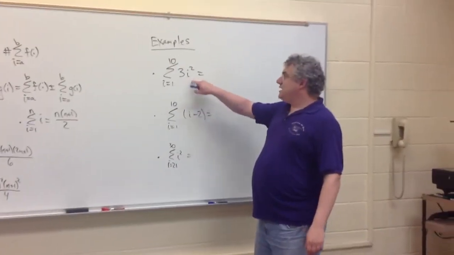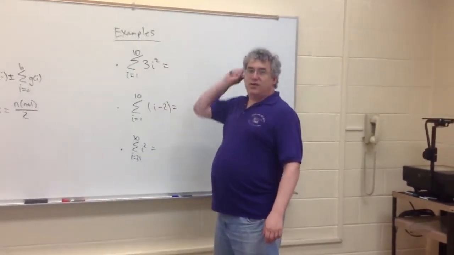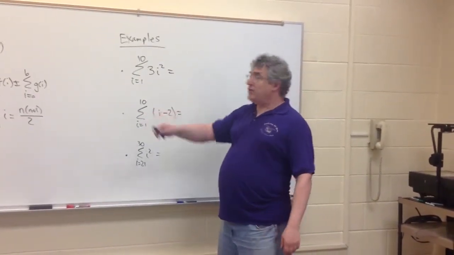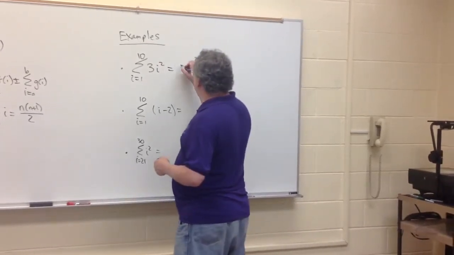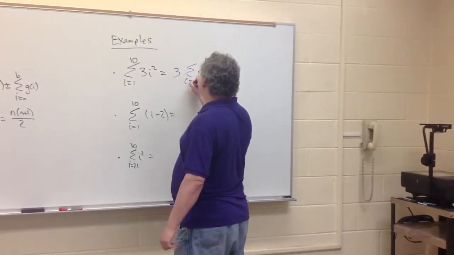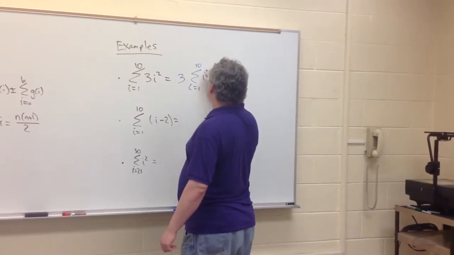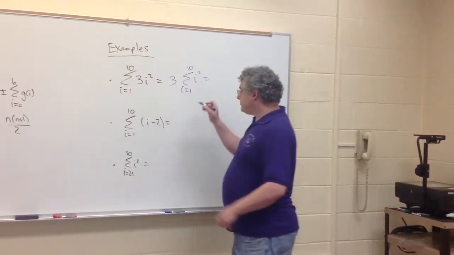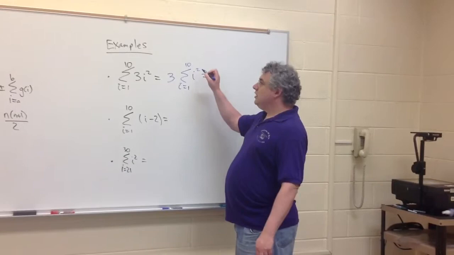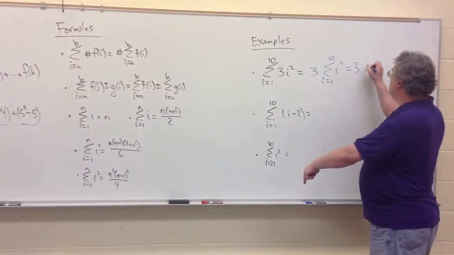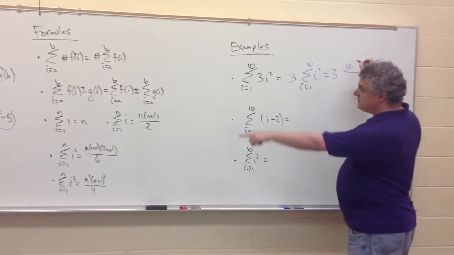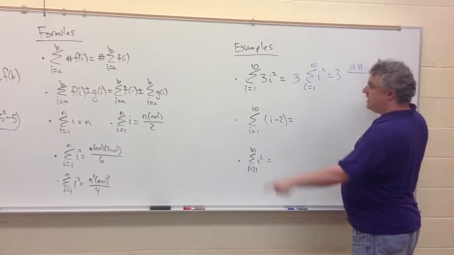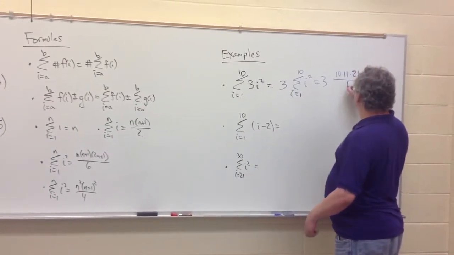Let's take 3i squared, going from 1 to 10. Well, the thing that's different about this one than what we had before is there's a 3 there. But we know what we can do with a 3. You can always just pull the 3 out. Well, that, according to the formula, is 10 times 11 times 21 all over 6.